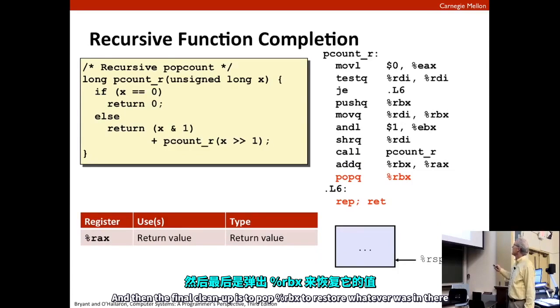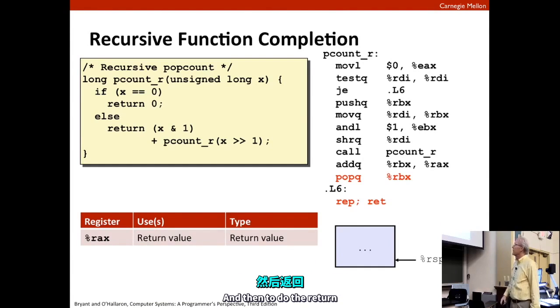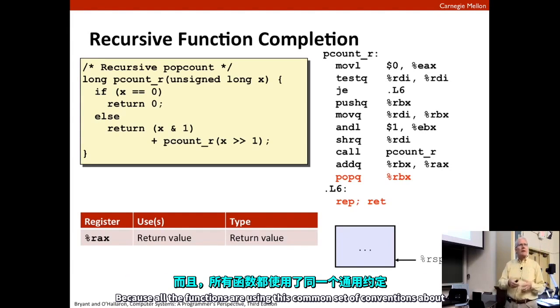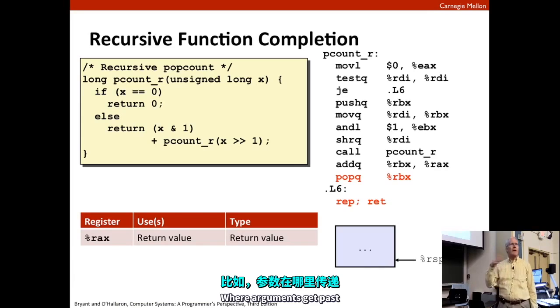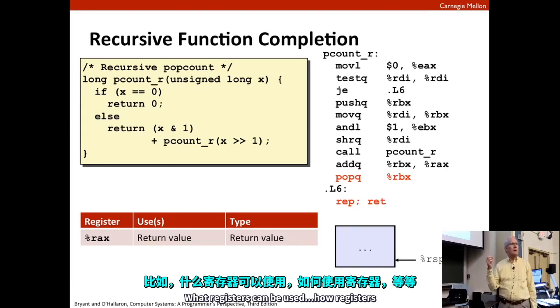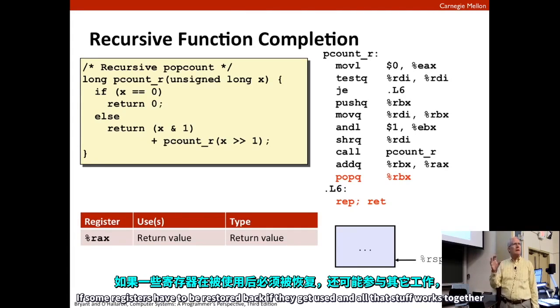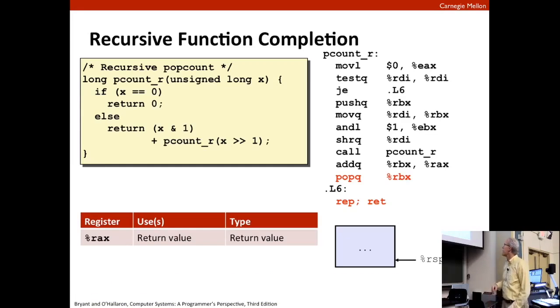And then the final cleanup is to pop RBX to restore whatever was in there, and then to do the return. So again, you see that the pieces all kind of, it's a puzzle that all fits together because all the functions are using this common set of conventions about where arguments get passed, what registers can be used, which registers have to be restored if they get used, and all that stuff works together.